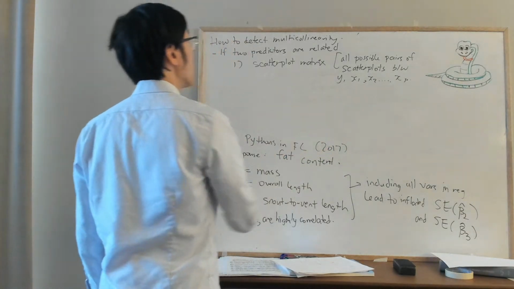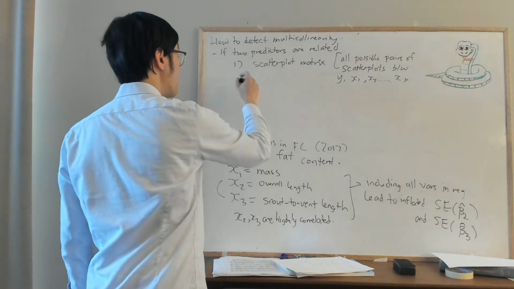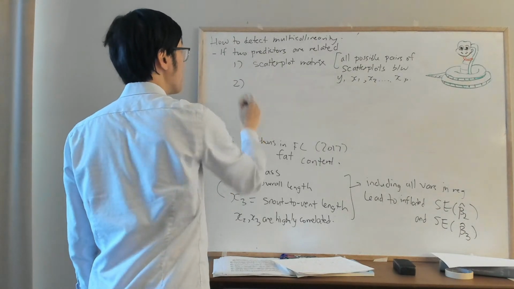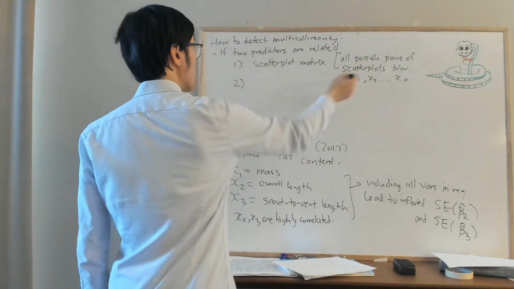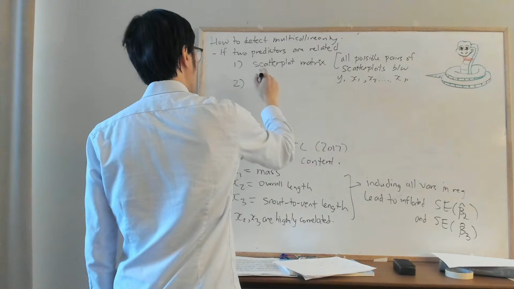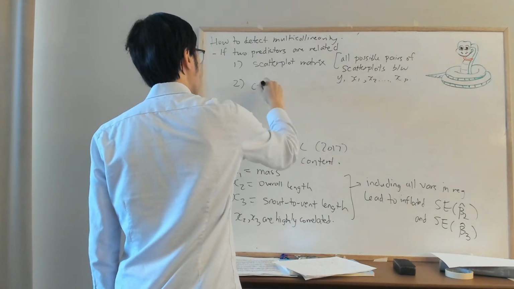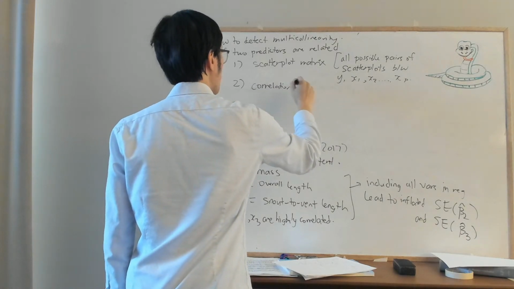We can also simply calculate a correlation matrix between all the variables. Okay, so that's the visual way, and then we can also numerically calculate a correlation matrix.